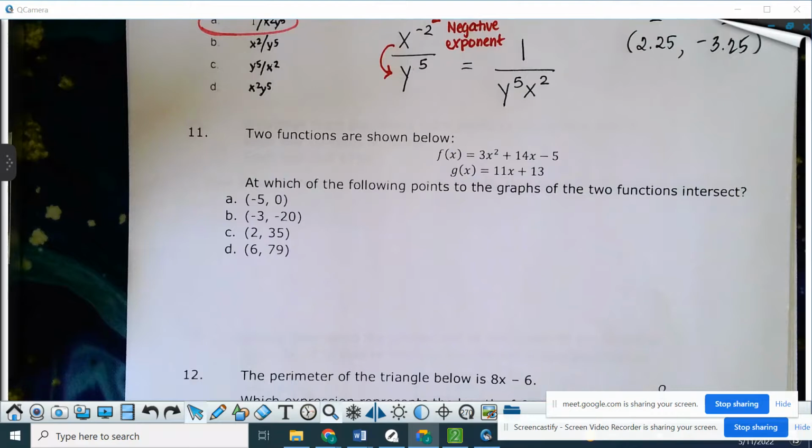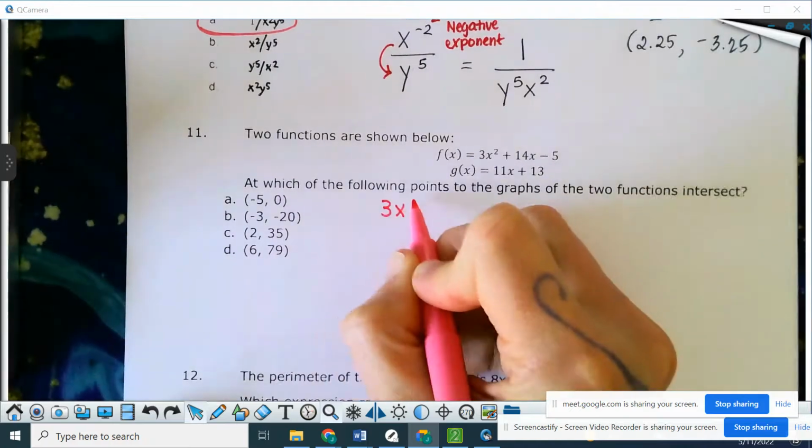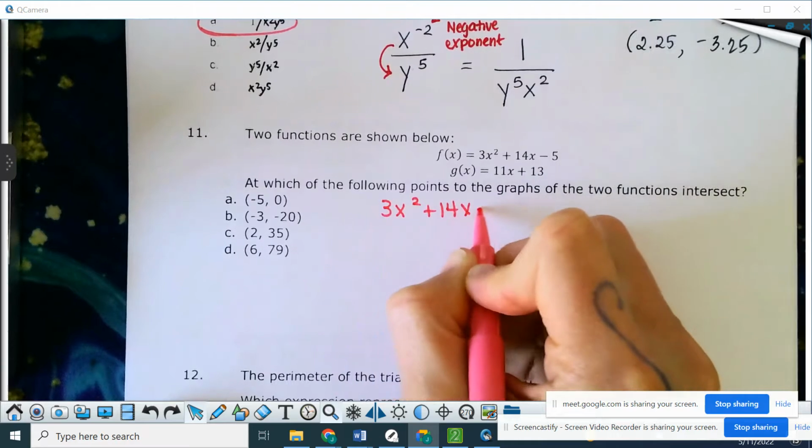Now, number 11. Two functions are shown below. Which of the following points to the graph of the functions intersect? So which of these points in the bottom cross each other? You can do this algebraically because that means they're going to equal each other, right? So substitution. This is still systems, we just now have a quadratic.